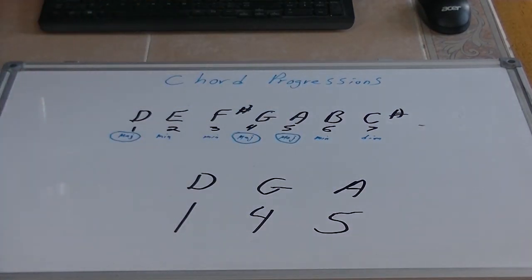So now when I go to play this progression in a different key, we have D major, G major, and A major. So the progression is the same. The relationship between the chords is the same. The difference is we're playing in another key. So that's what I wanted to point out to you.